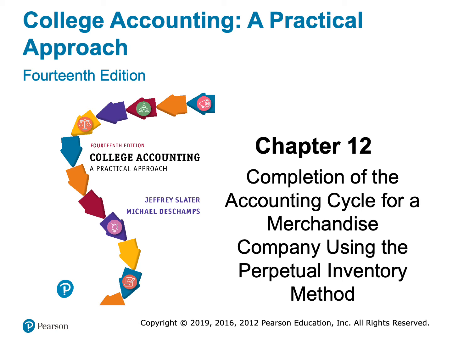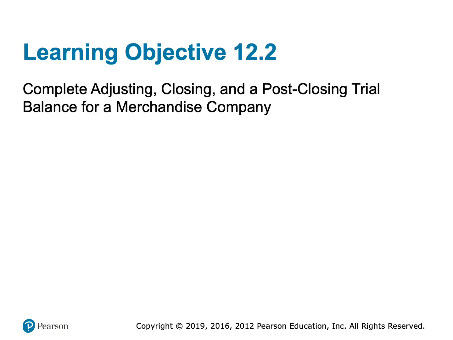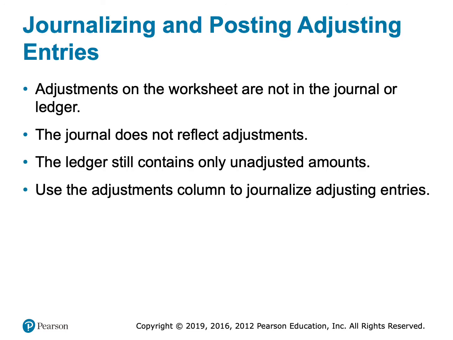Okay, so not only have we made it to our last chapter, we've made it to the last video of our last chapter. So let's finish this accounting cycle out with doing the adjusting and closing entries and the post-closing trial balance. So the adjusting entries, remember we already did those on the worksheet in chapter 11, but we haven't actually put them in the journal yet and posted them to the T account.